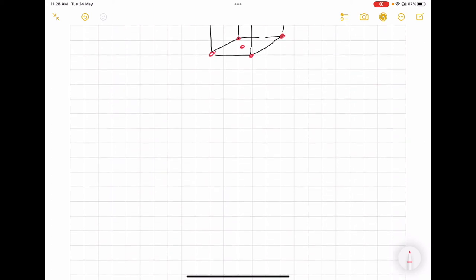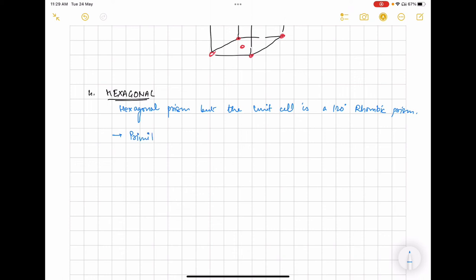Now the fourth one is hexagonal. So it is a hexagonal prism, but still the unit cell is a 120 degree rhombic prism. So here we have only the primitive kind of lattice.